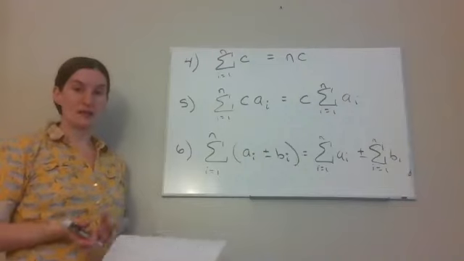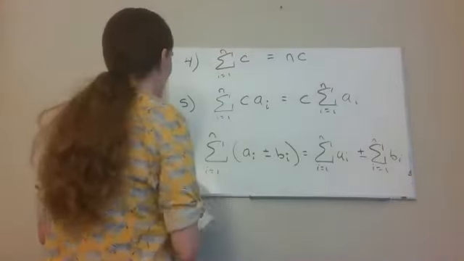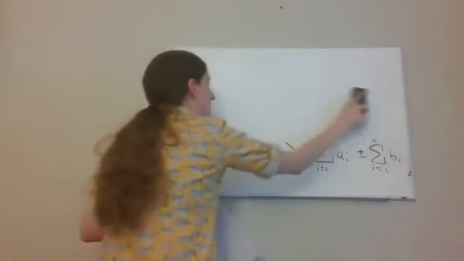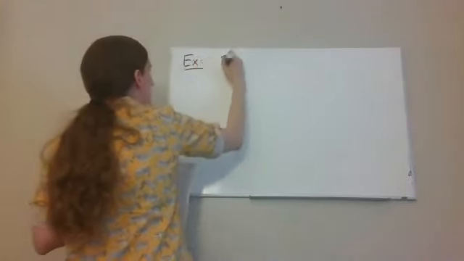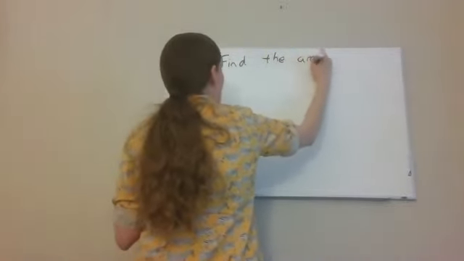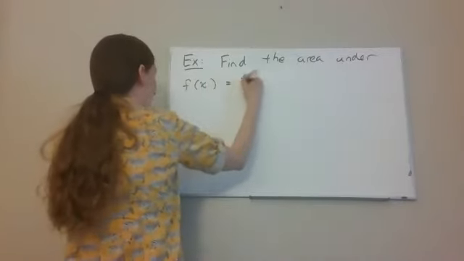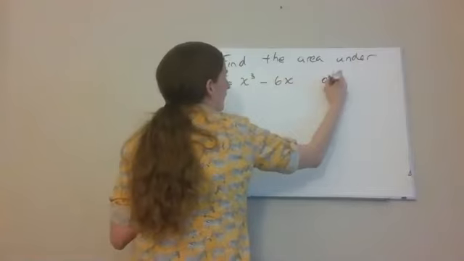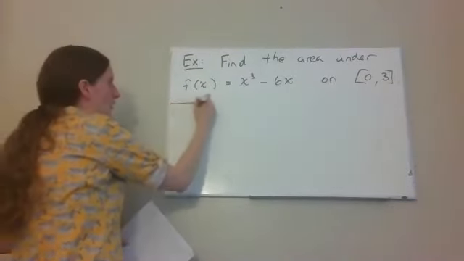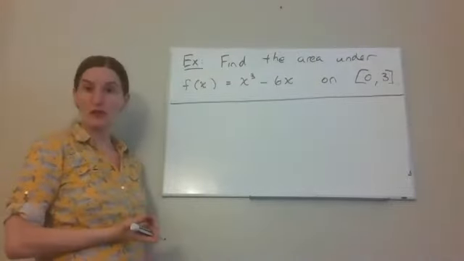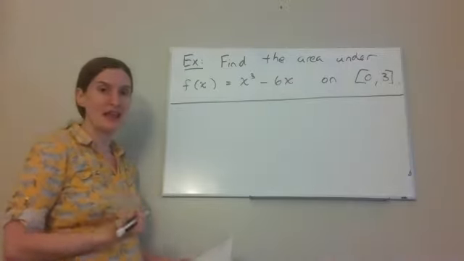All right, we're ready to actually do an example calculating the area using one of these Riemann sums. We're going to find the area under f(x) equals x to the third minus 6x on the interval 0 to 3. Well, first, remember we have to divide this into n strips and get the area of n different rectangles, add them all up, and then we're going to take a limit at the very end to get the exact area.